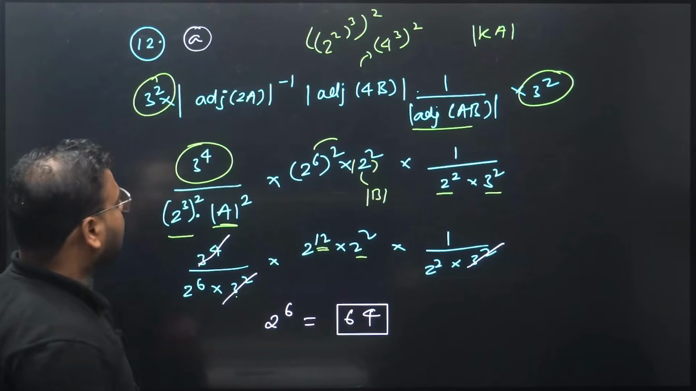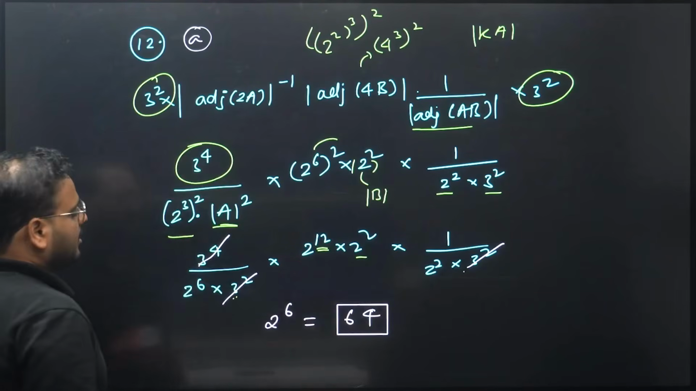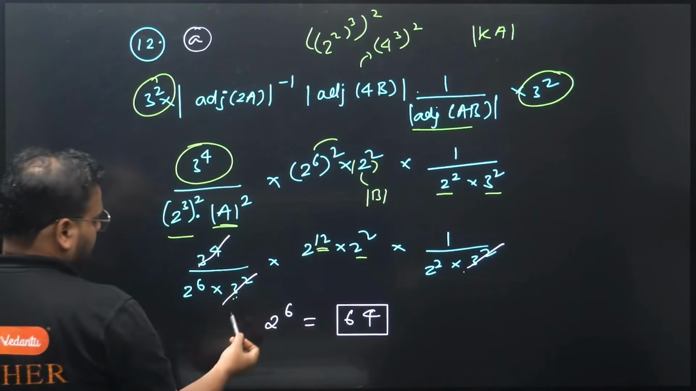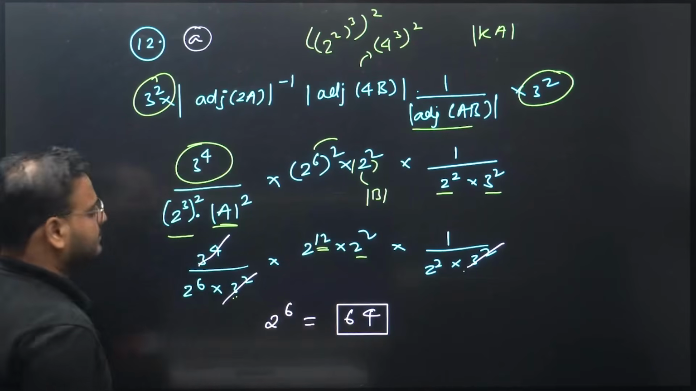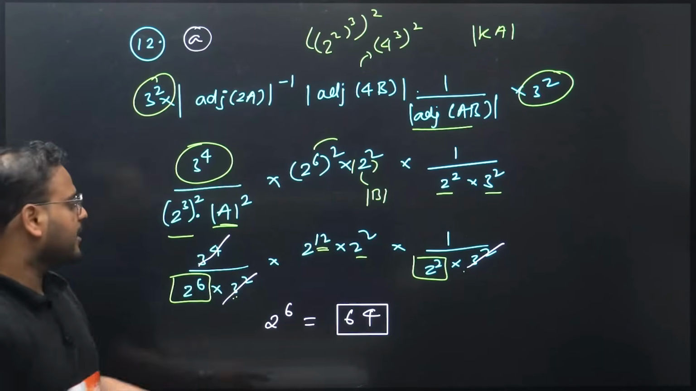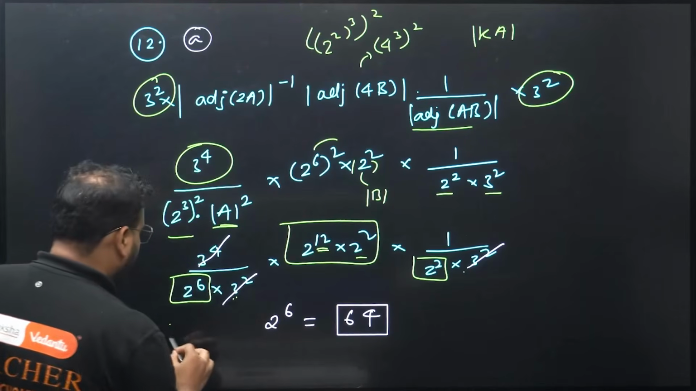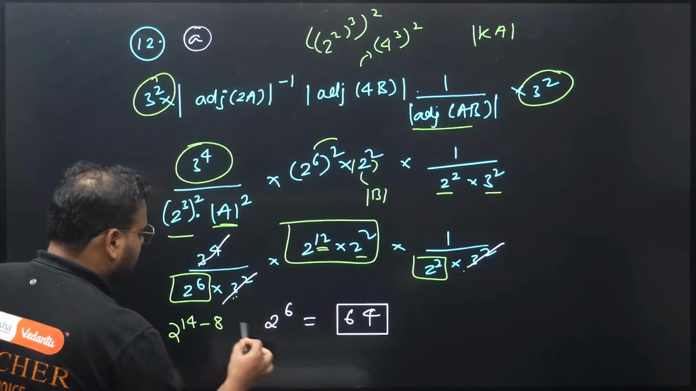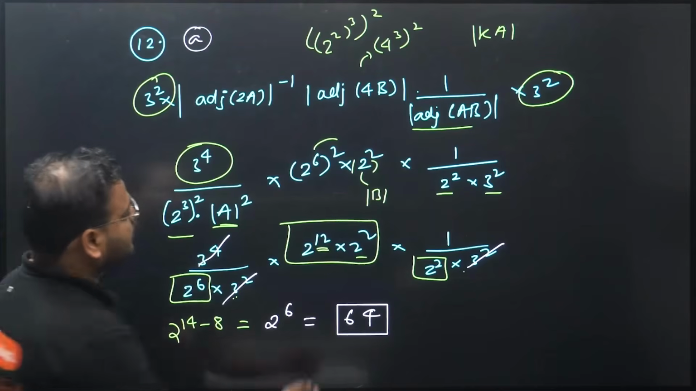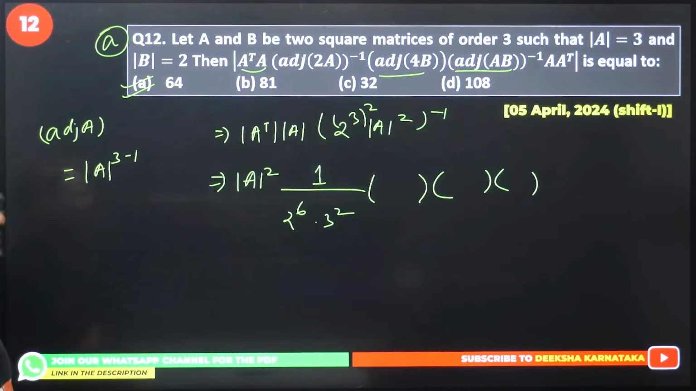Got it? Alright, now is the simplification. 3 power 4 here, and we have 3 square over here. 3 square over here cancelled. Now we have 2 power 12 and 2 means 2 power 14. Here 2 power 6 we have. Okay, sorry. Here 2 power 14 we have and 2 power 8 we have: 2 power 6 and 2 power 2. So 2 power 8 we have in the denominator and 2 power 14 we have in the numerator. The difference of this will be what? 2 power 14 minus 8, 2 power 6. How much is 2 power 6? 64. Okay, I hope this is not confusing to you. Alright, the answer is 64. 12th is done.